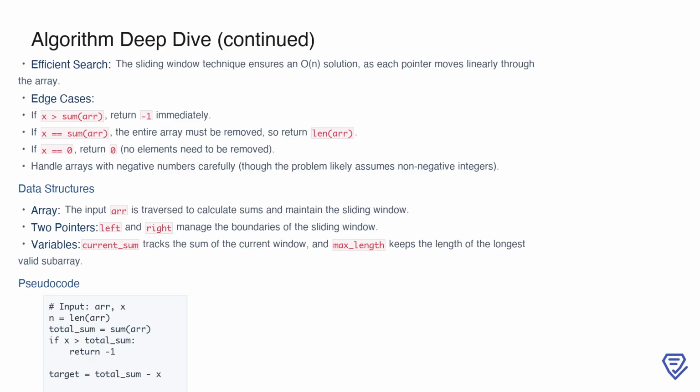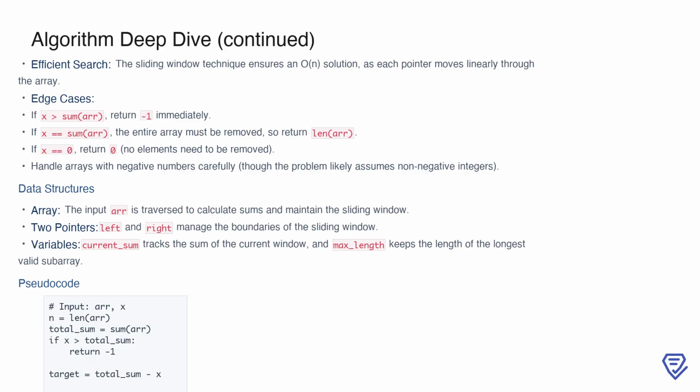It's important to handle edge cases carefully. For instance, if X is greater than the total sum of the array, we should return -1 immediately. If X is equal to the total sum, it means the entire array must be removed, so we return the length of the array. If X is 0, no elements need to be removed, and we return 0. While negative numbers in the array would complicate the implementation, most variations of this problem assume non-negative integers, making the sliding window technique straightforward to apply.